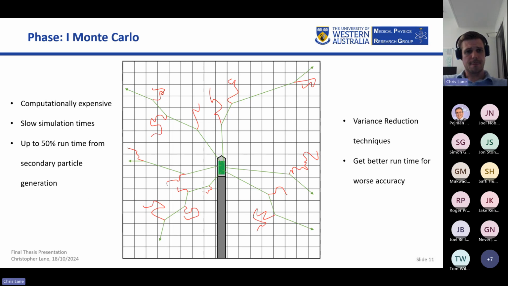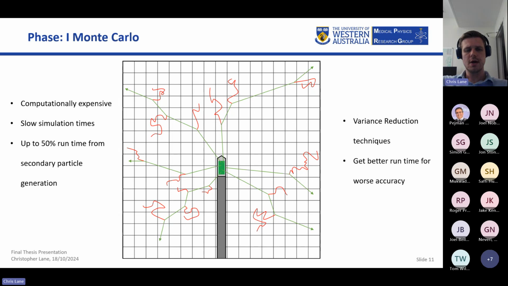Basically the main drawback with Monte Carlo, despite it being extraordinarily accurate, and the reason it's not used clinically for treatment planning, is that it is computationally very expensive. Even with modern computers, it has very slow simulation times. All of my simulations with the equipment I was working with took on the order of about 3 days at least.